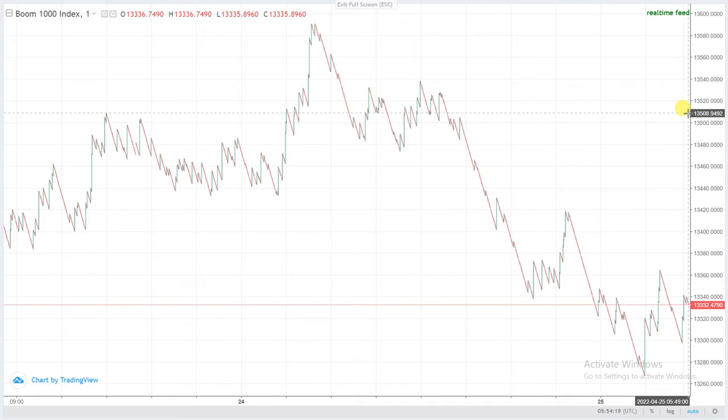I'll be talking about boom and crash. This is something that has been long overdue because there's a lot of people interested in this particular market, especially if you look at the youth in South Africa now. It's all over social media and so forth.